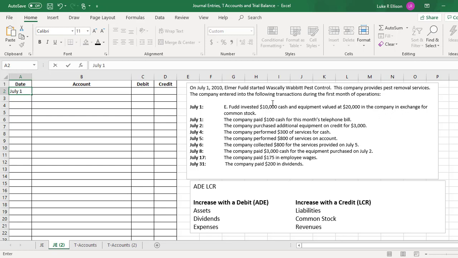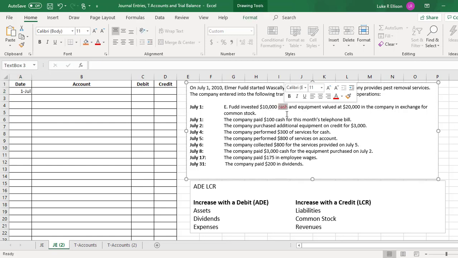So what I'm going to do here is I'm going to highlight in red the important words, I suppose, in the problem. So July 1st we have he invested cash, so I'm going to put that in red text. And he also invested equipment, so that's going to be important. And that was in the company in exchange for common stock. So I'm also going to highlight that one. So first let's focus on the cash.